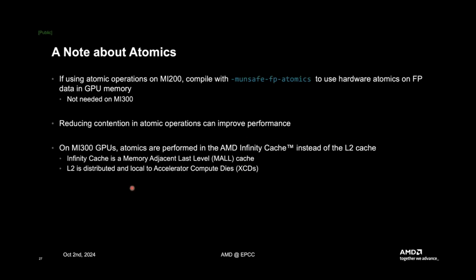Now on MI300 GPUs, we have multiple XCDs, and each XCD has an L2 cache that is local. So in MI200, L2 was our coherence point. But in MI300 GPUs, we cannot have the L2 as the coherence point. We have what is called an infinity cache, that is the last level cache, which is common to all the XCDs, and that is where we can do atomics. So that's something to know. There will be a little extra latency when you perform atomics in MI300 GPUs.